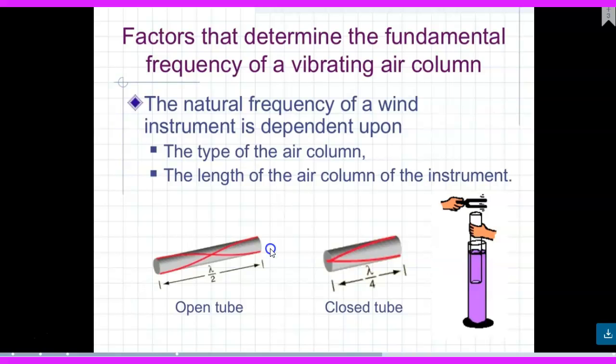There are two different types of organ tube. First is the open tube and second is the closed tube. In an open tube, length is lambda by 2, and in a closed tube, length is lambda by 4.